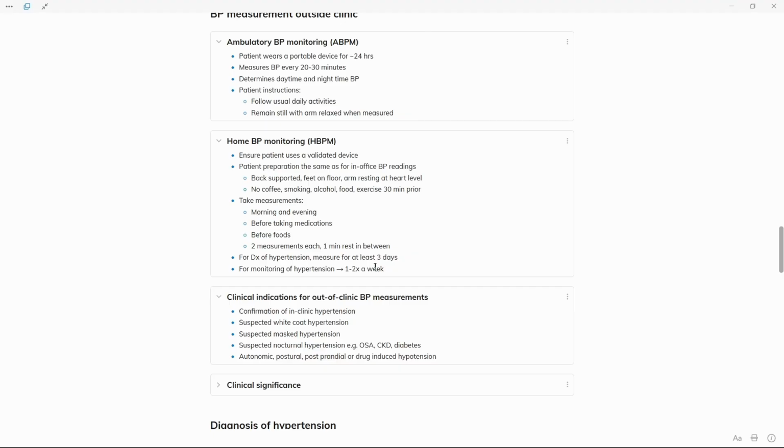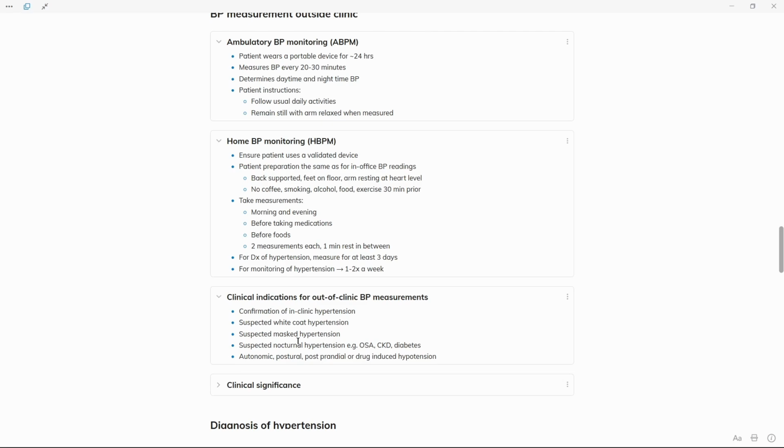Basically, almost always, almost all the time. So if you want to diagnose a patient's blood pressure and confirm that they have in-clinic hypertension or true hypertension, you need to order an out-of-clinic BP measure. If you suspect that the patient has white coat hypertension or masked hypertension, you also need to order an out-of-clinic BP, because you cannot diagnose either white coat or masked hypertension with only in-clinic BP measurements.